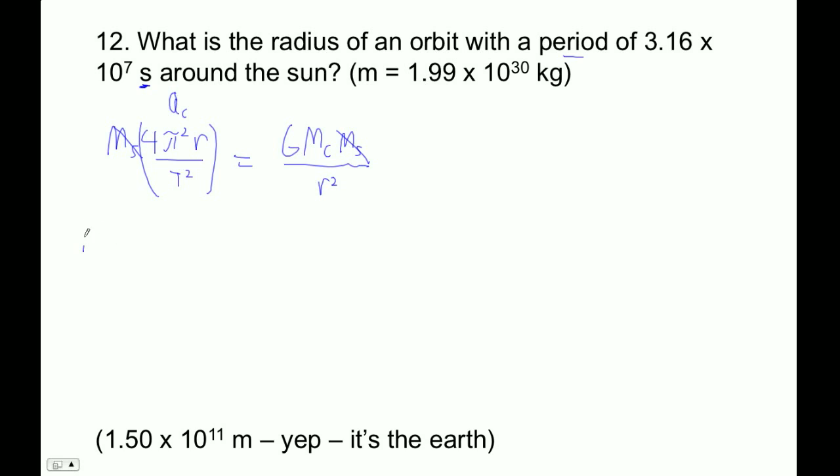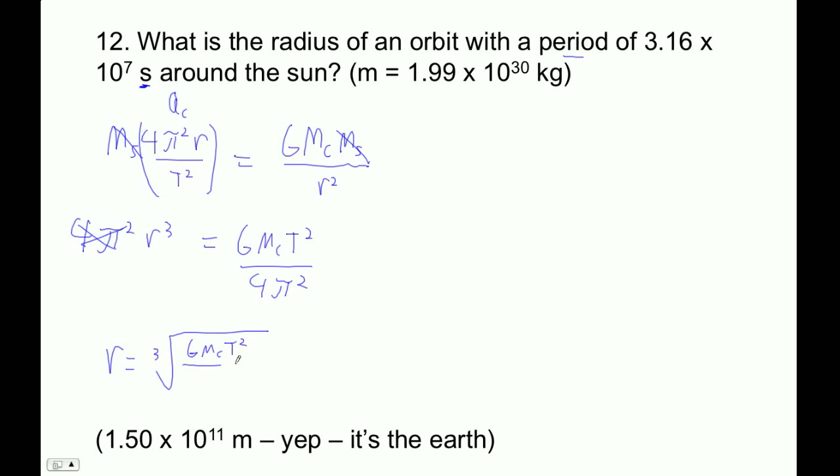So 4 pi squared r times r squared is r to the third equals G M c T squared, and now we're solving it for this guy here. So let's divide by 4 pi squared. Ta-da. And then r ultimately equals the cube root of G M c T squared over 4 pi squared.